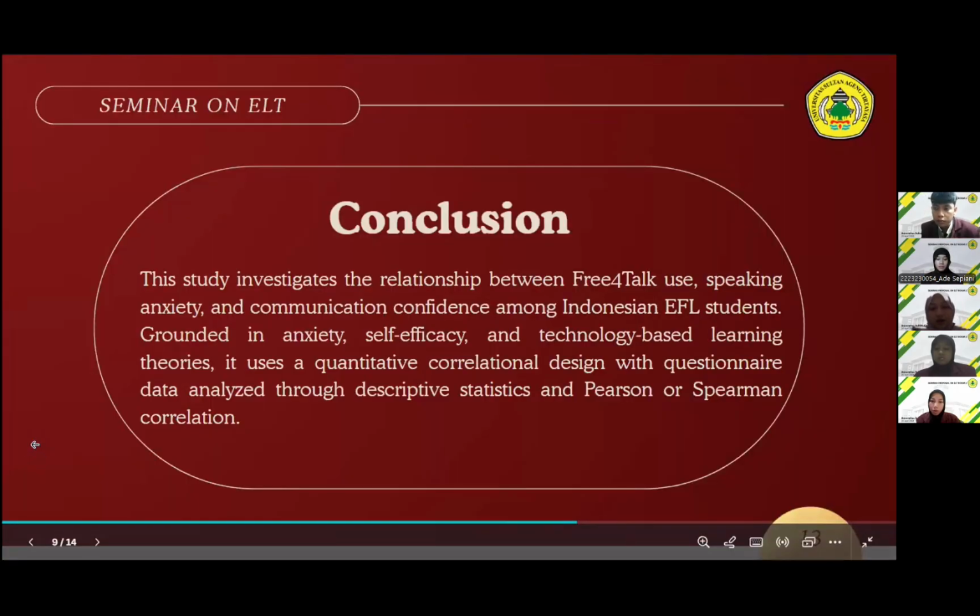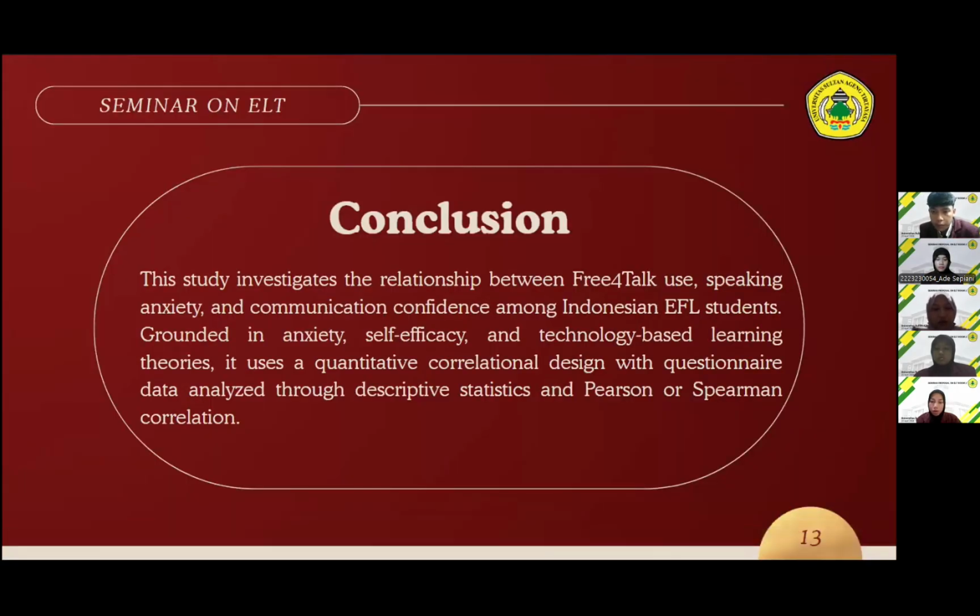Next, I come to the conclusion. To conclude, this study investigates the relationship between People Talk use, speaking anxiety, and communication confidence. This research among Indonesian ELT students is based on the idea that speaking is a crucial skill, but many students still face anxiety, low confidence, and limited opportunities to practice.